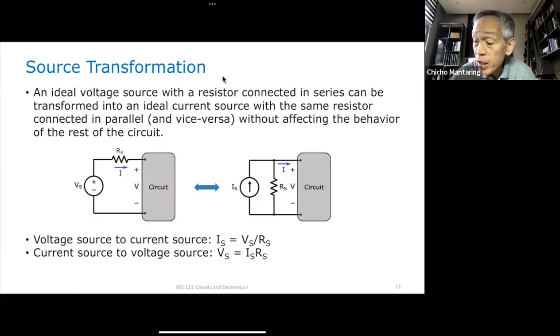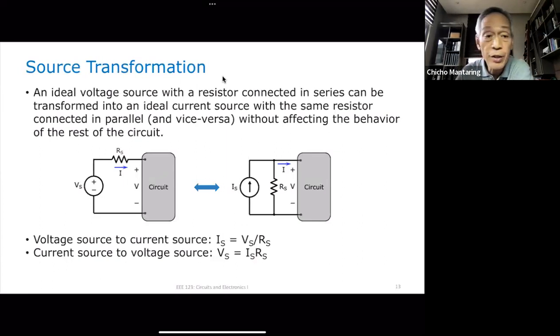If I'm converting from this to this, it's very easy, no? Itong RS na to, yun din yung RS dito. Tapos itong I na to is just VS over RS. If I'm converting this to this, okay, again, the same RS, and then this time VS is going to be equal to IS multiplied by RS. Now, it's very easy to see, no? That's very easy to derive.